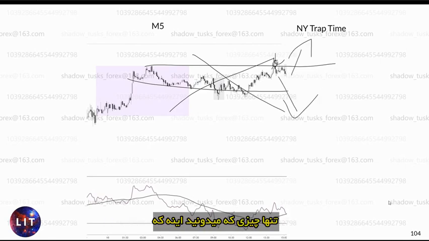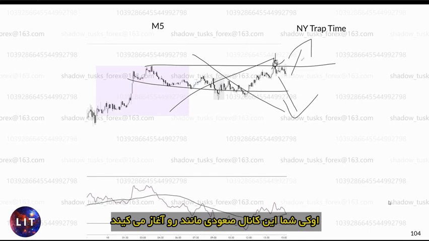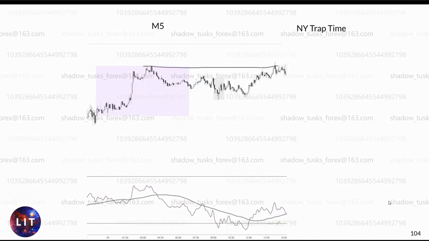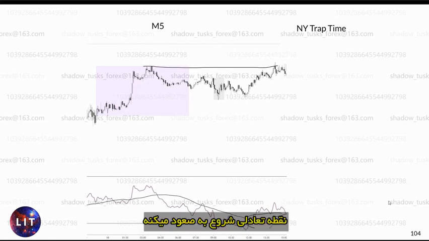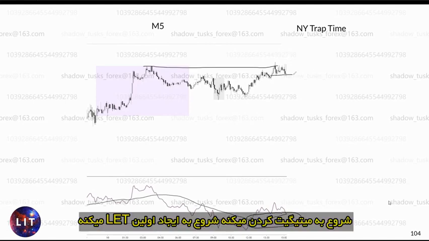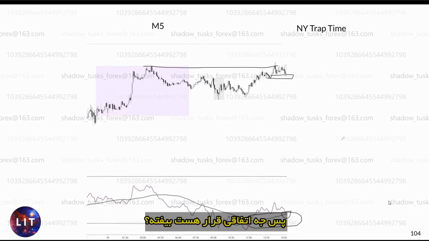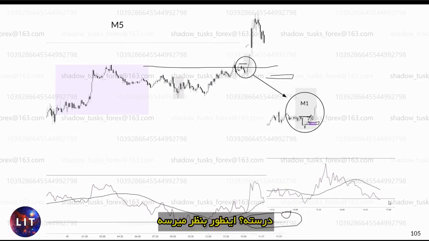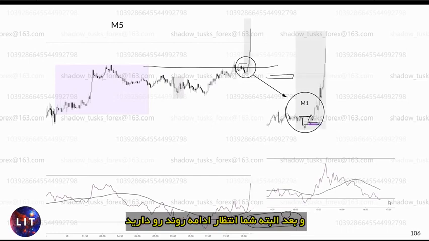You don't know. The only thing you know, okay, you're starting this up channeling thing, minor break of structure, equilibrium starting to point upwards, starting to mitigate, starting to give you the first LIT. So what's going to happen? You break it down to the M1. You're getting your first break of structure in here. You're finding your imbalance in here. Right? Looks like this. And then, of course, you expect a continuation.